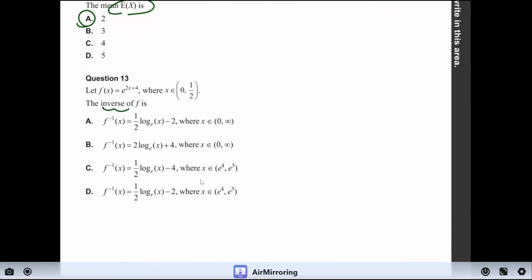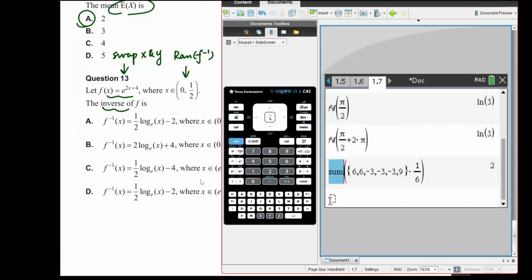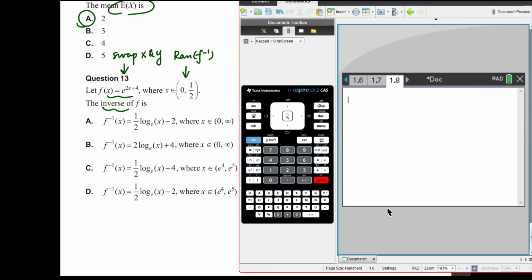Okay, the inverse function of this exponential. Notice this is a restricted domain, which is the range of f inverse. And I just need to swap x and y. So I probably grab my CAS calculator, say, solve x equals e to the power of 2y plus 4, comma for y. I get a rule first. This is natural log of x minus 4, divided by 2, and x is greater than 0.